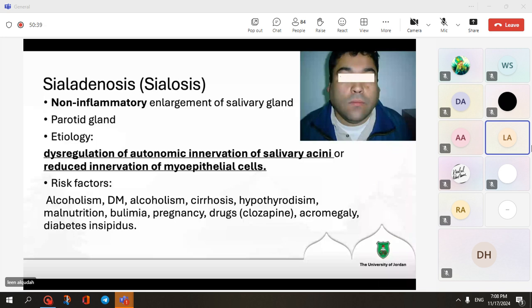The etiology is unknown, but some people believe it's associated with the dysregulation of autonomic innervation of the salivary acini or reduction in the innervation of the myoepithelial cells. So it's related to the nerves.